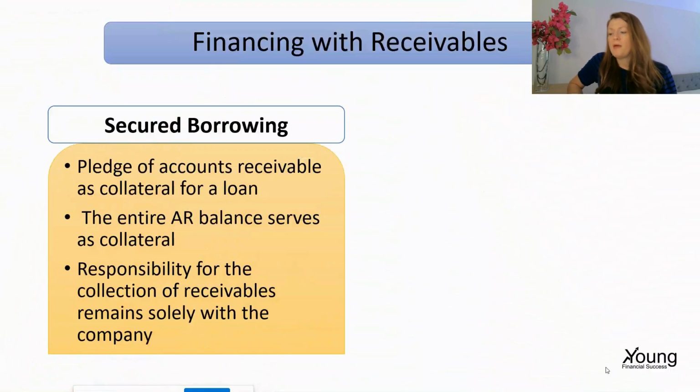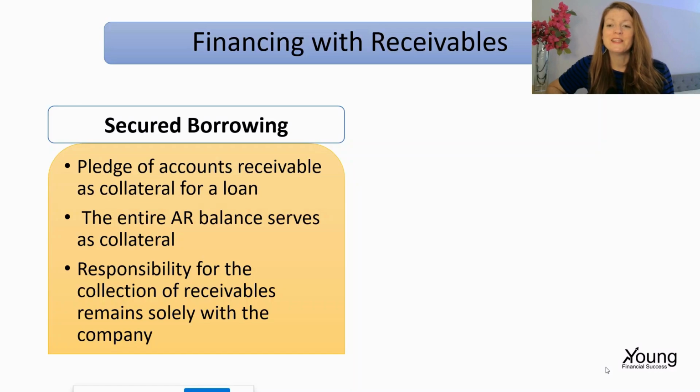So let's talk a little bit about financing with receivables. So sometimes a company needs some financing, they need some money, and the best way for them to do it that they find is to use their receivables as some kind of collateral. So they're secured borrowing. This is where they pledge accounts receivable as collateral for a loan. So in other words, we need to borrow money, and whatever financial institution they're borrowing from says, well, we need some kind of collateral. We need something to come after if you don't pay. So when they pledge their accounts receivable, they're saying, well, if we don't pay, you can have our accounts receivable.